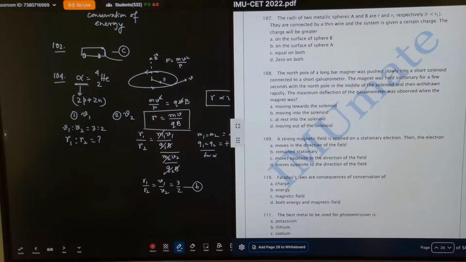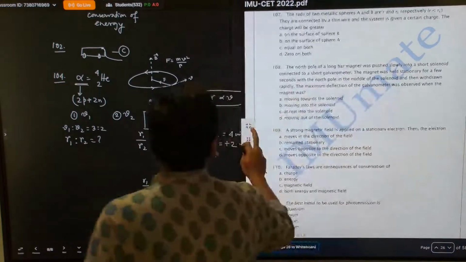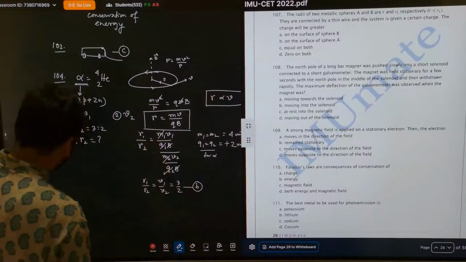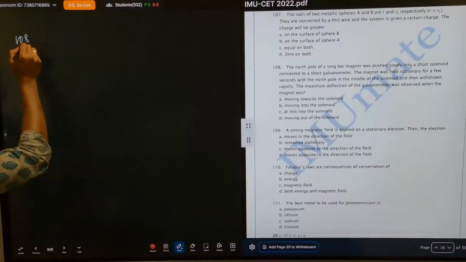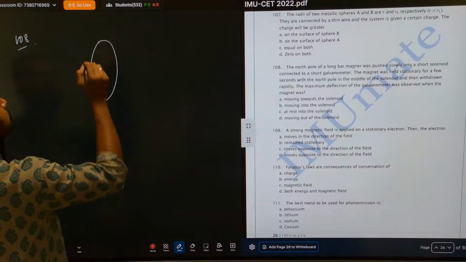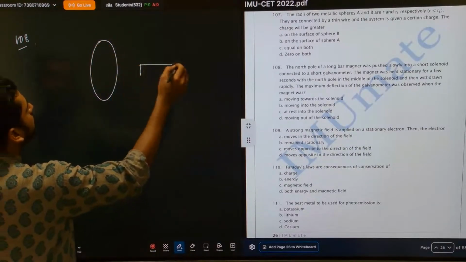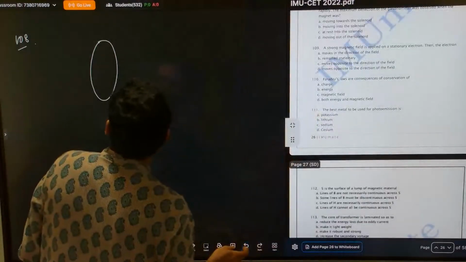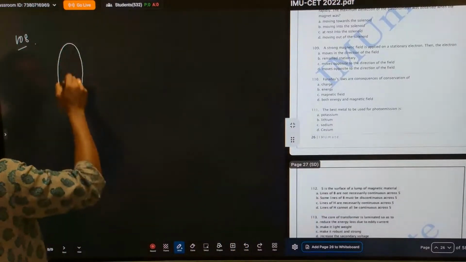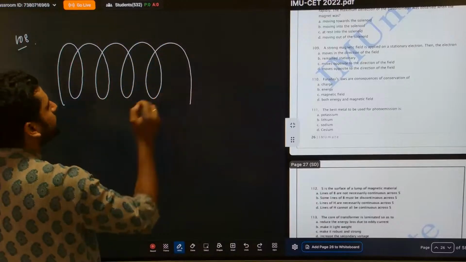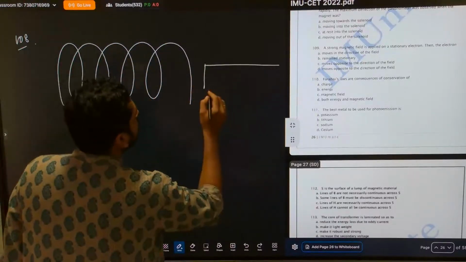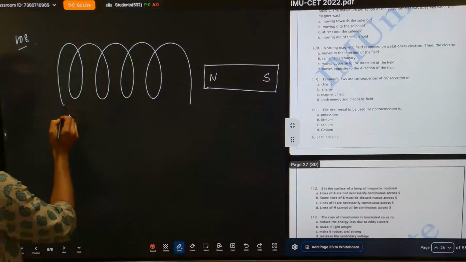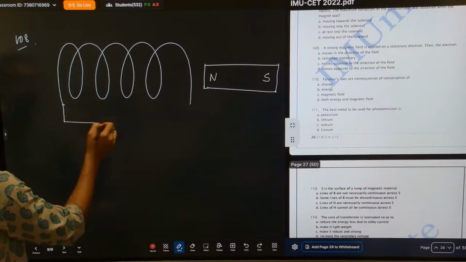May I elaborate on this? Okay. This is question number 108. Let me draw the solenoid itself. Okay, this is a solenoid. This is the bar magnet, north, south, and you have connected a galvanometer with it.